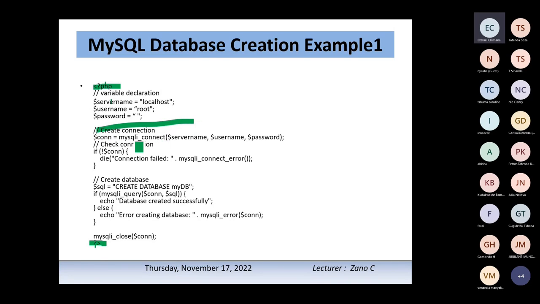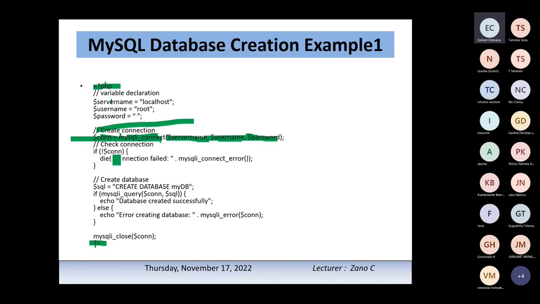First you need to create a connection so that you can do a query. How do you create a connection? You use the mysqli_connect function. That function takes the server name, the username, and the password. Here you are saving this connection in a variable, something like $connect. Then you check whether the connection was successfully made or actually failed.